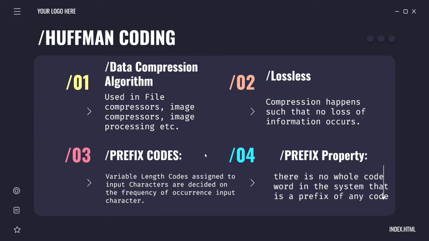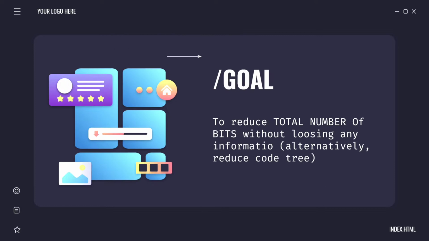These prefix codes have the prefix property, meaning that there is no whole code word in the system that is a prefix of any other code. So for example, if we have two input characters A and B, and if we assign the code of A to be 11, then for B the code value cannot be 110 because the 11 part is common to both A and B. So if this prefix property is satisfied, that would mean that each character would have a unique code value. The goal of this algorithm is to reduce the total number of bits without losing any information.